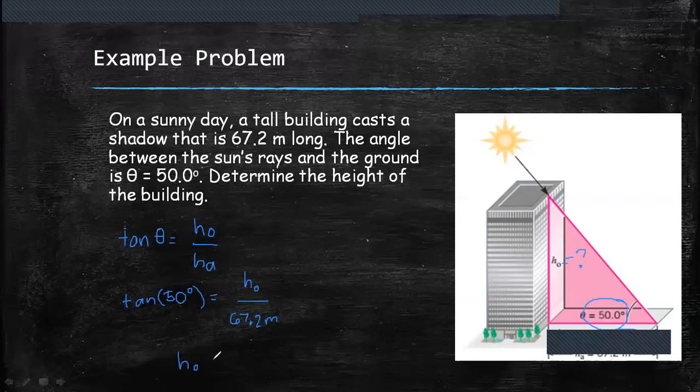Therefore, calculating this, 67.2 times tangent 50 degrees, we can now have 80.09 meters.